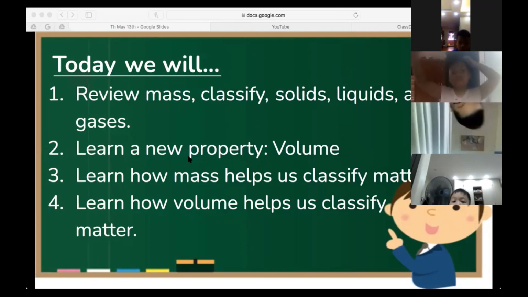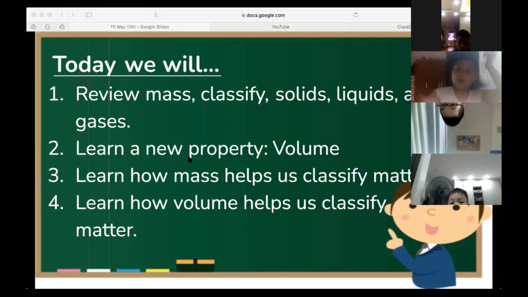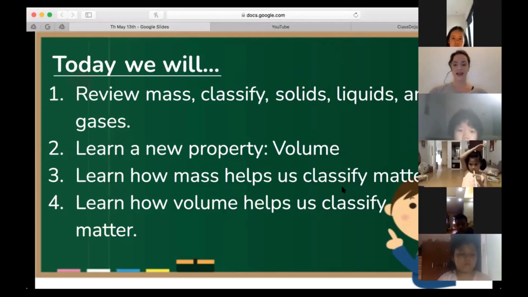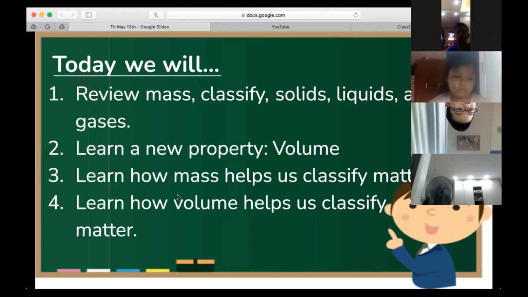Excellent. So we've talked about how we can classify, group matter into solids, liquids, and gases. How can mass help us classify matter? Because mass is a matter, the amount of matter, yes, but what is that? How much matter something has is one of its properties. Yes, excellent. So Sam, can you say the whole sentence? Mass is a property. Very good. So we can use that to help us classify.